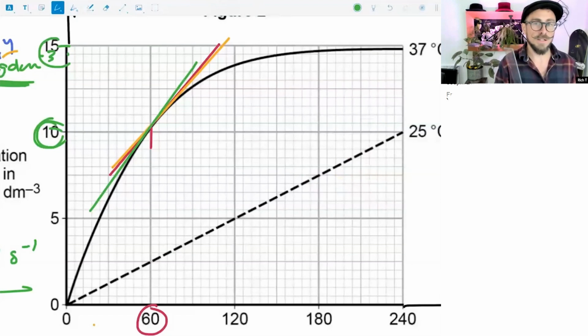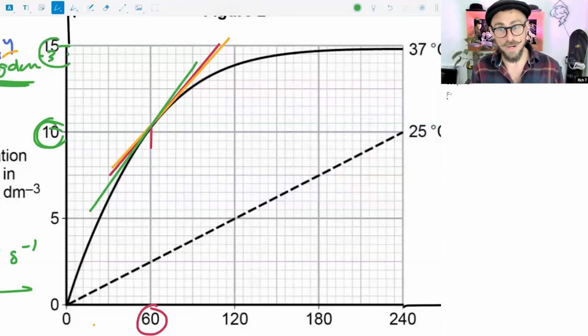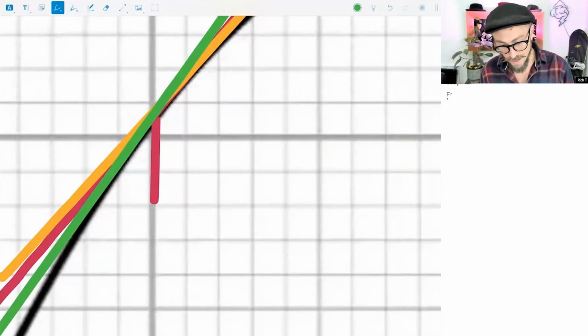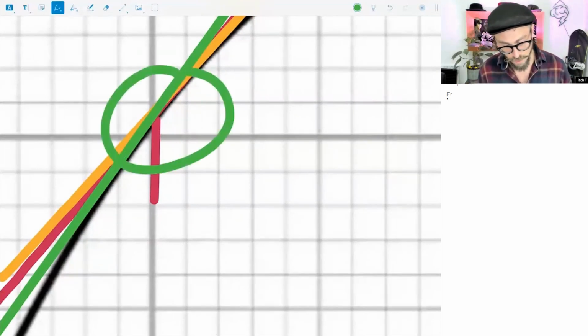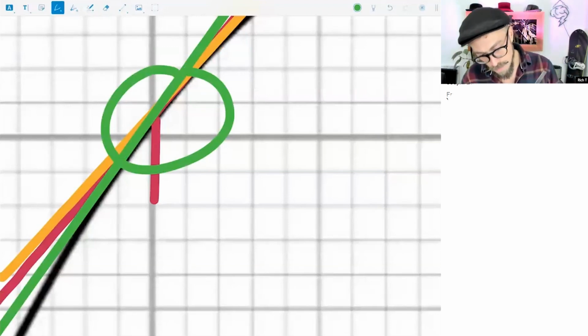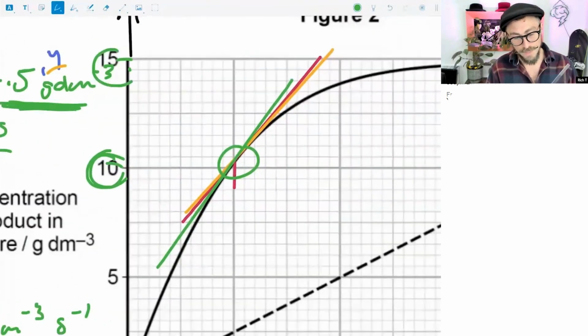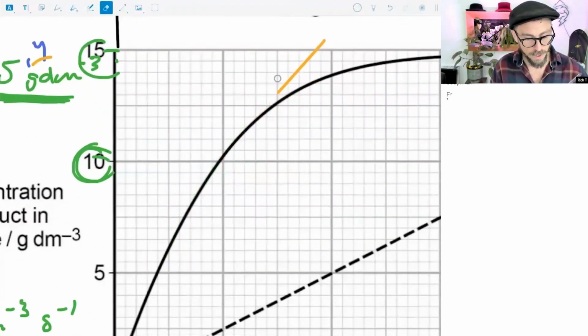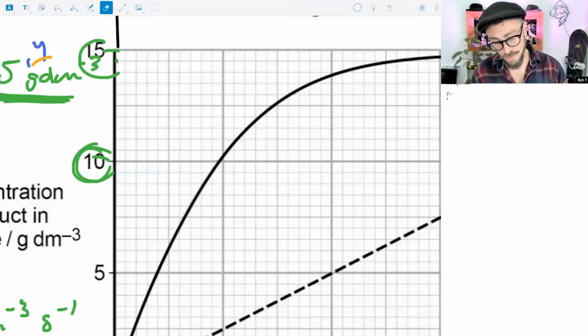Using pencil is really important here, because you might draw a line and decide actually, I don't like that. If I've drawn these three lines here in pen, it becomes really difficult to read what's going on because I've drawn over it so many times. So we're going to draw a tangent to match the slope at the point in time that the question asks us for.